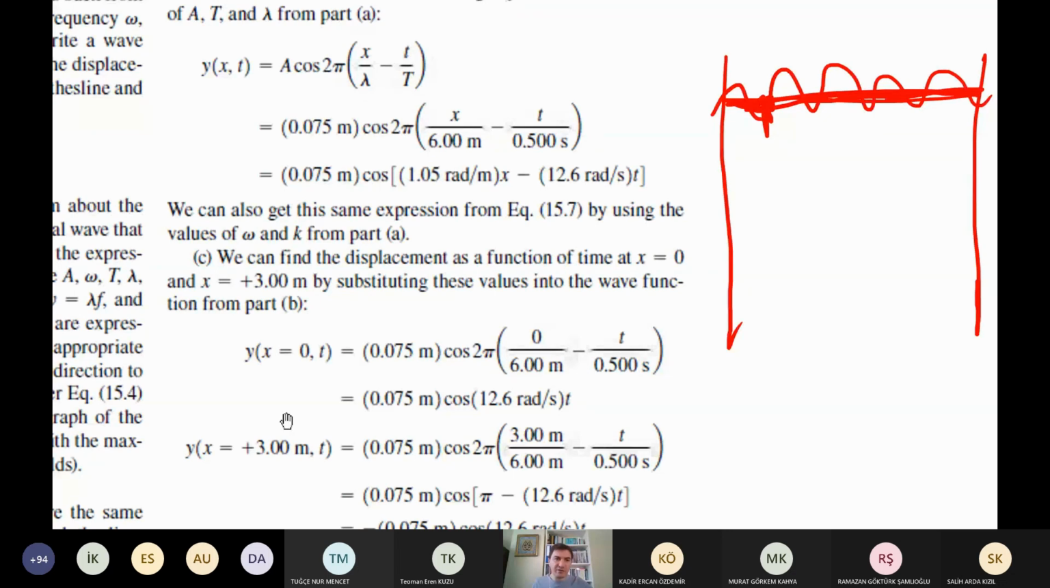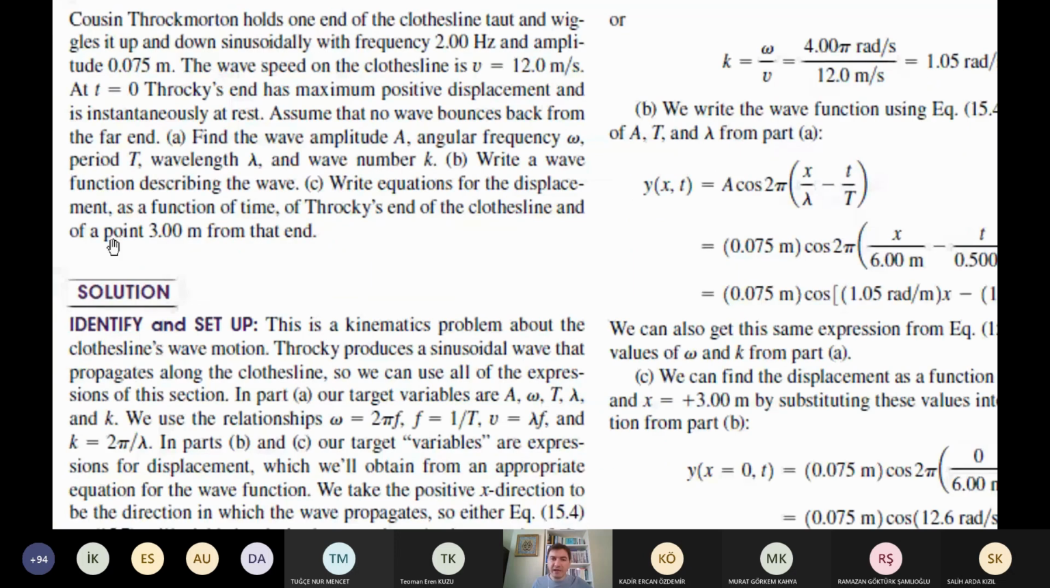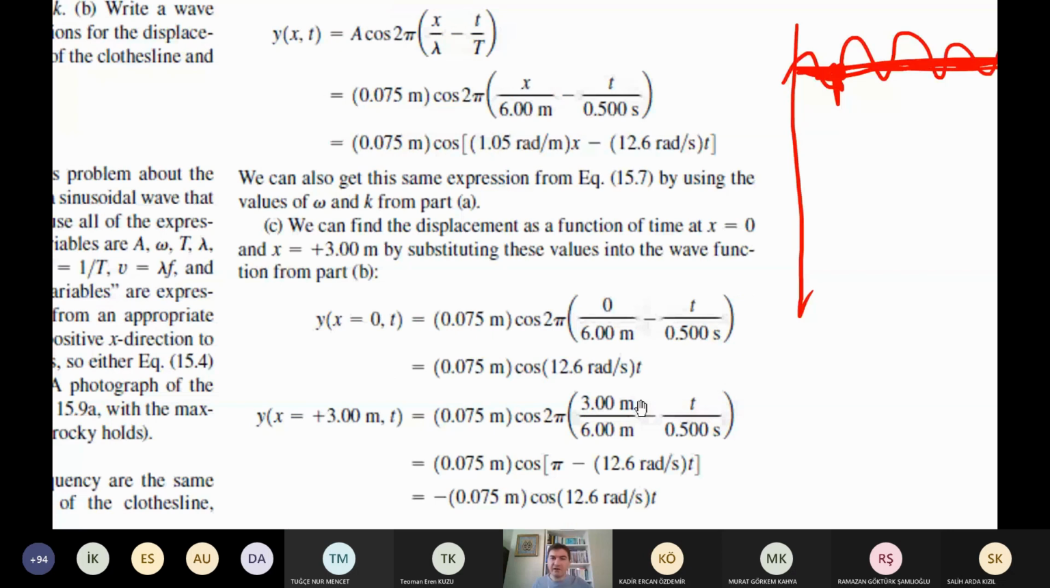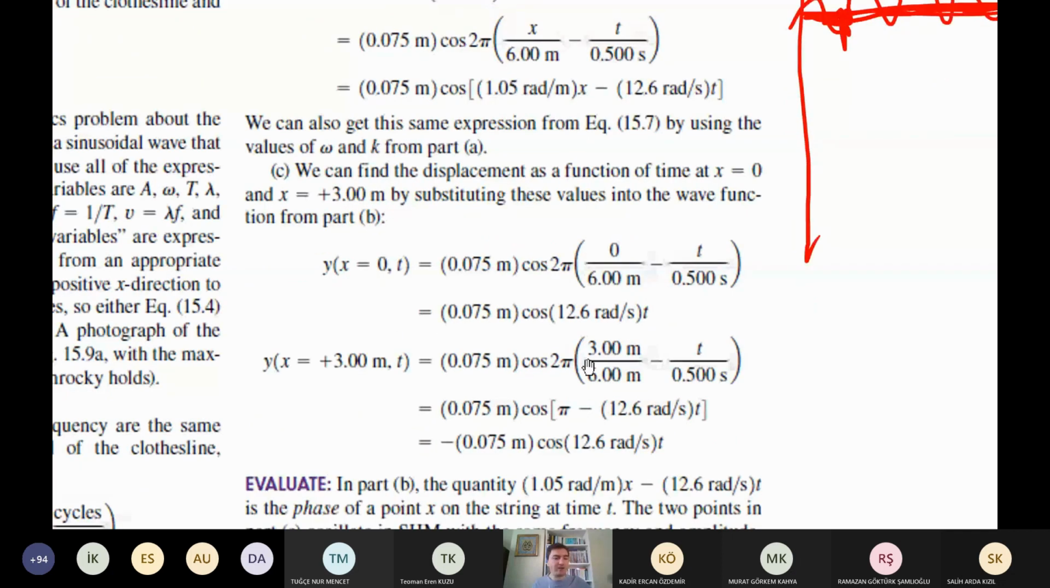And another wave function for a point 3 meters from that end. When x is 3 meters, then you can find the wave function. Just put 3 meters here. Here we have 3 meters over 6 meters. Then you can find this wave function. Okay, do you have any question related to this example?